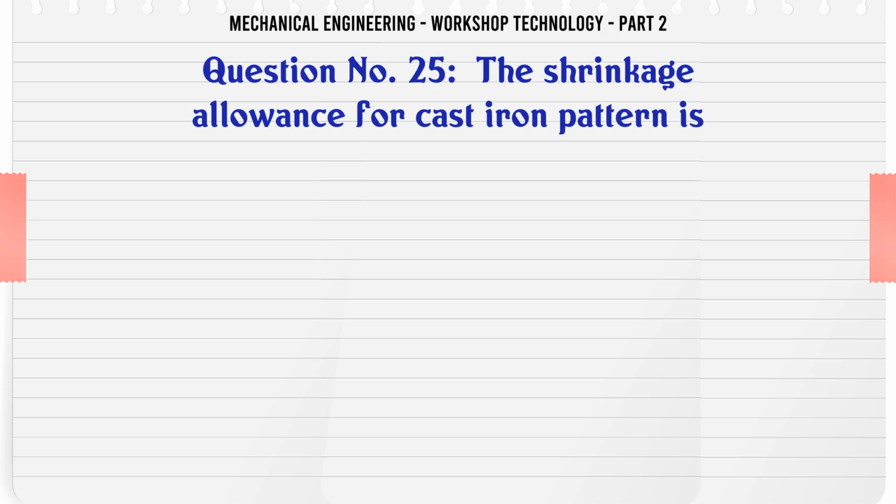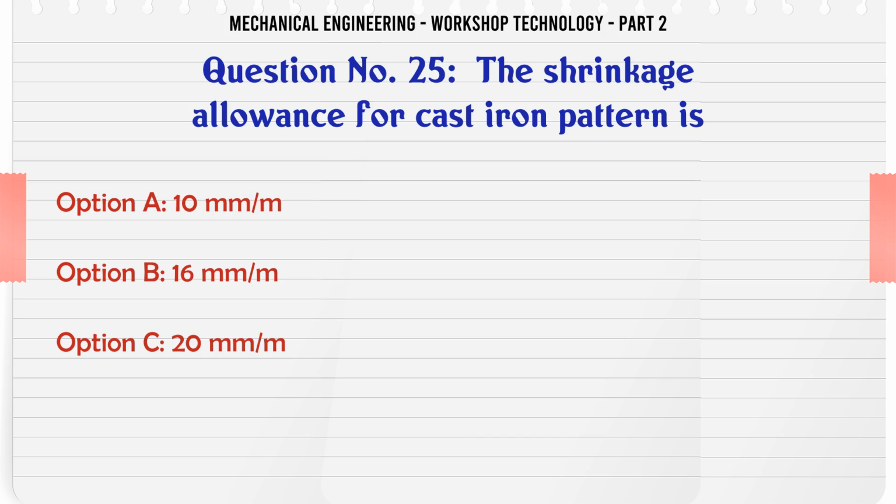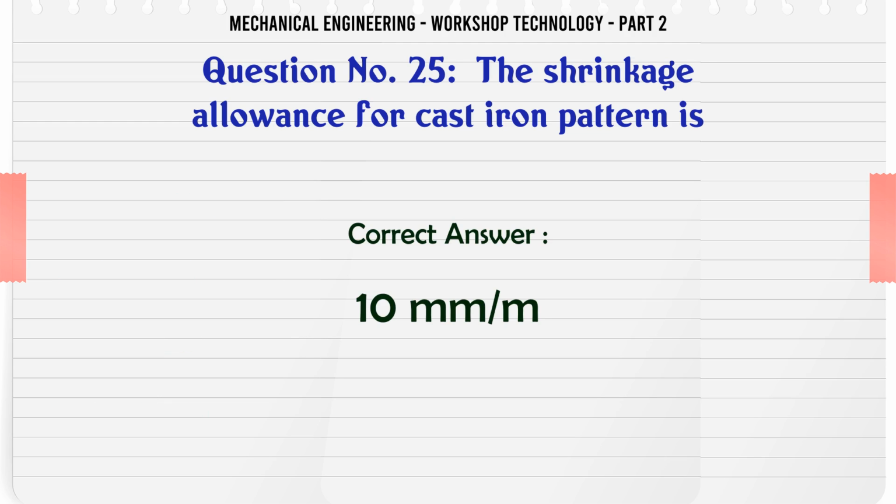The shrinkage allowance for cast iron pattern is: A. 10 mm per meter, B. 16 mm per meter, C. 20 mm per meter, D. 26 mm per meter. The correct answer is 10 mm per meter.